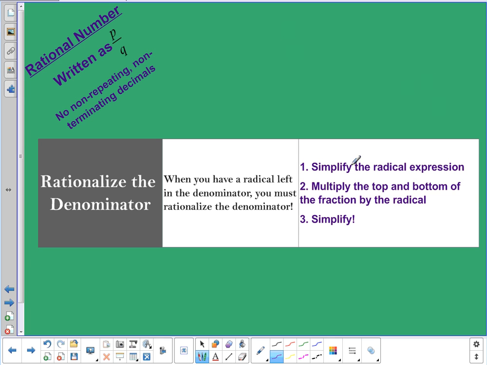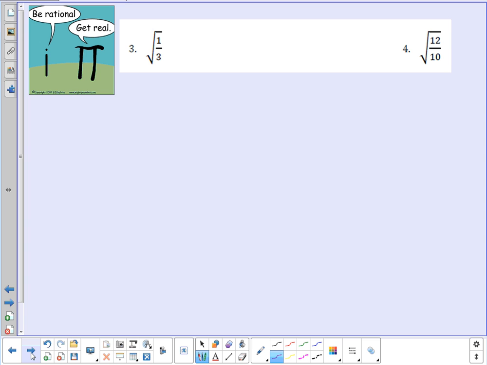So I am going to do these three things. I'm going to simplify the radical expression as much as I can before I take care of the denominator. Then I need to multiply the top and bottom by the radical that's left on the bottom. And we're going to see what that looks like. And then you have to go back and simplify again. So it's a couple of steps in our process. Don't forget that you can pause the video at any time if you need to take a minute to write down those steps. So let's move on to number 3.